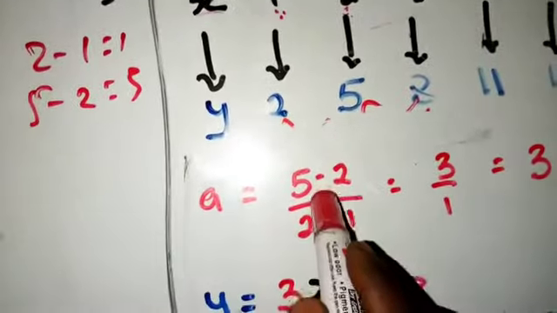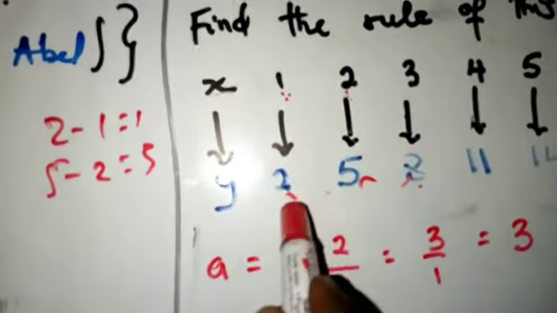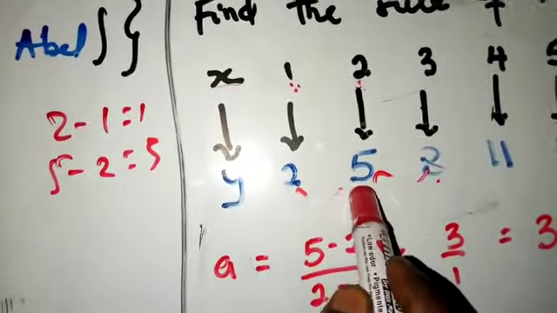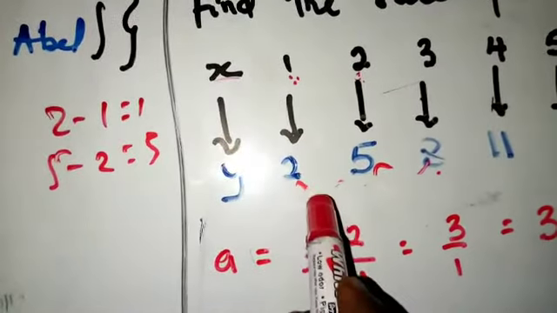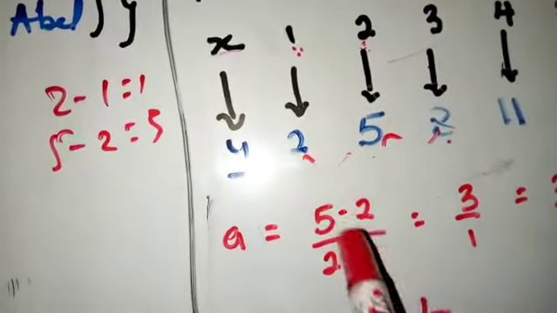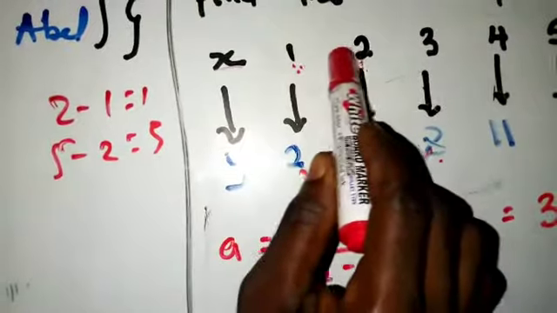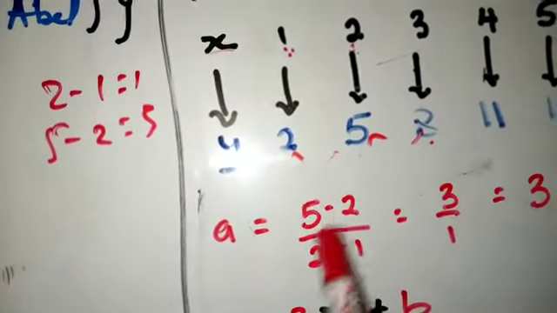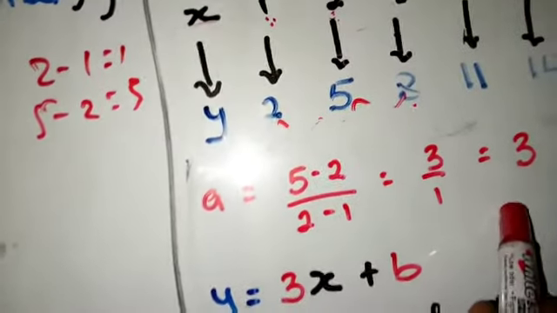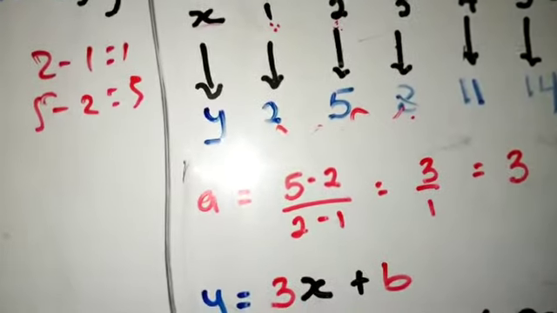So 5 minus 2 here, and then the same people, remember that they are working in pairs. So the 2 here has a partner of 5, and 1 has a partner of 2. So when you check the difference down here, you have 5 minus 2. What about the top? The top would be 2 minus 1. So 5 minus 2 and then 2 minus 1. So the top will give me 3, the down will give me 1. So of course you have 3 here. So this is a. A is equal to 3.